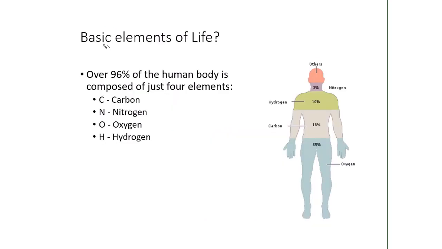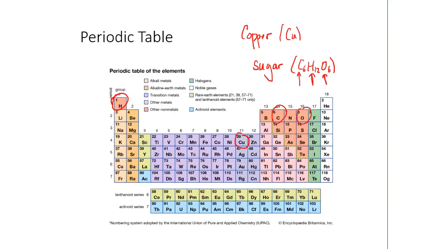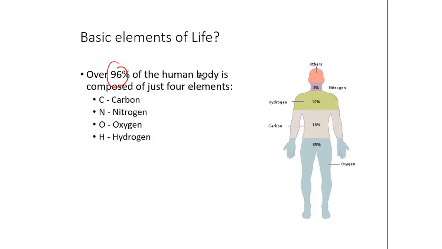What are the basic elements of life? Even though the human body is obviously very complex, it turns out 96% of the human body is composed of just 4 elements. So of the 118 elements found on the periodic table, 96% of the human body is composed of just 4 of those elements.